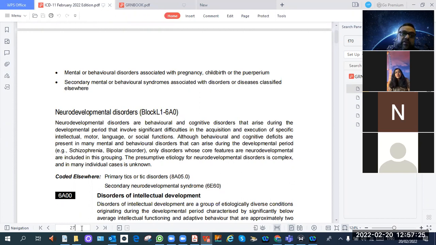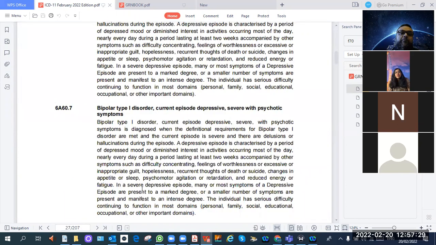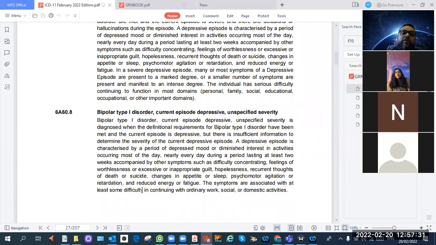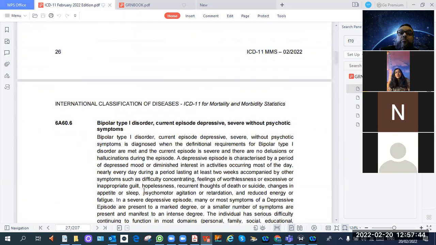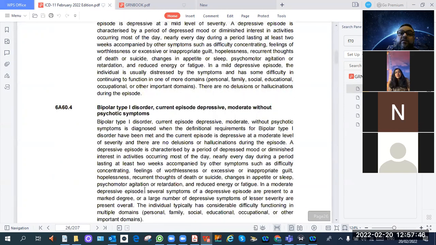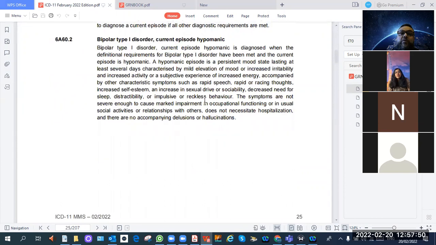So 27, go back to, so yeah, bipolar type 1 is usually there can be hypomania or mania, but there should be at least one manic episode to make it bipolar type 1. There can be subsequent episodes hypomanic. So as it says hypomanic here, but it will still remain bipolar 1.